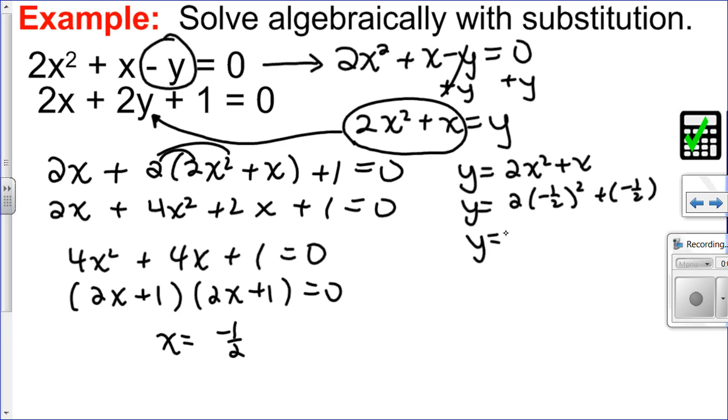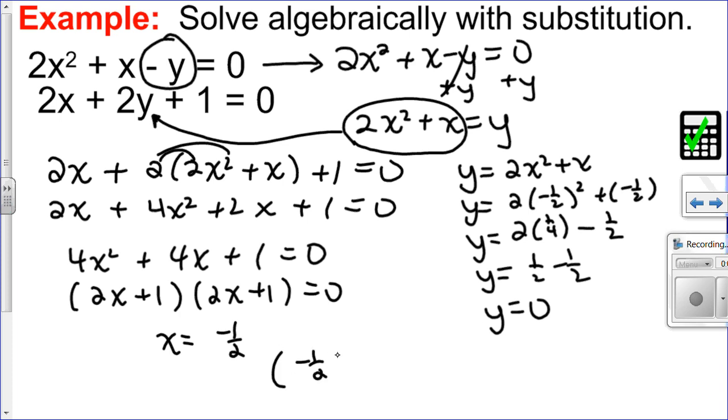And we can work out what the y value is. So this is 2 times -1/2 times -1/2, which is +1/4. And 2 times 1/4 is 1/2. Take away 1/2 is 0. So that means I think my solution is -1/2 and 0.